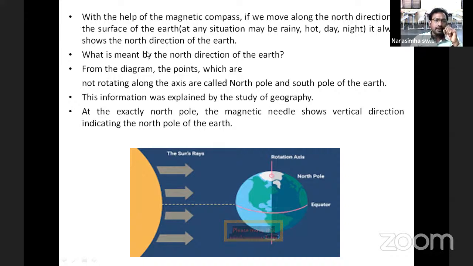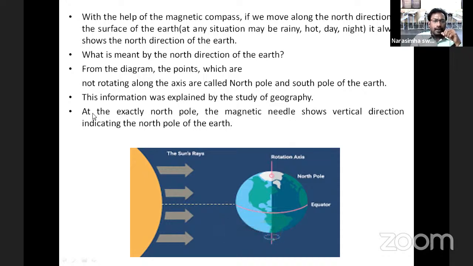So what is the answer here? What is meant by north direction of the Earth? From the diagram, the points which are not rotating along the axis are called the north pole and south pole of the Earth. The north pole is the point where it is not rotating, while the remaining part of the Earth is rotating, but at the axis point it is not rotating. This information is explained by the study of geography.